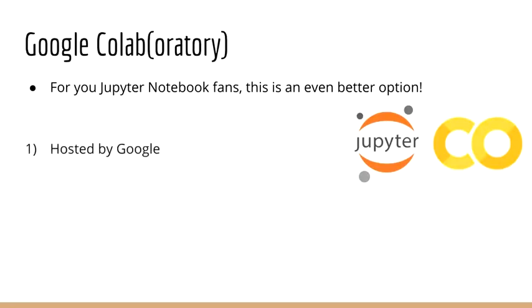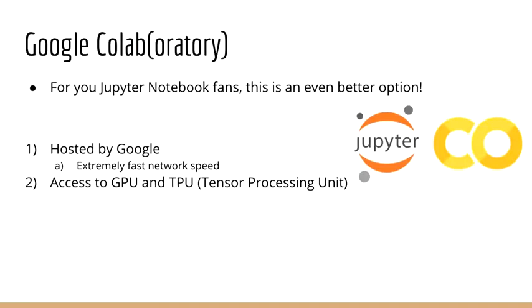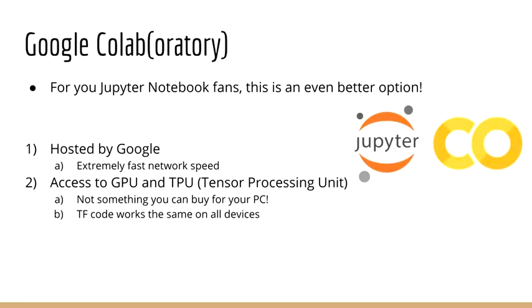First, it's hosted by Google, which means you don't have to use your own computing power. You'll notice that when you need to download data files, it happens extremely quickly because, well, Google's network is extremely fast. Second, you get access to a GPU and even Google's new TPU, which is pretty amazing. A TPU is not something you can buy for your personal computer, so it's pretty nice to be able to make use of one. Remember that the way TensorFlow code is written, you don't have to worry about what kind of device you're using, well, for the most part.